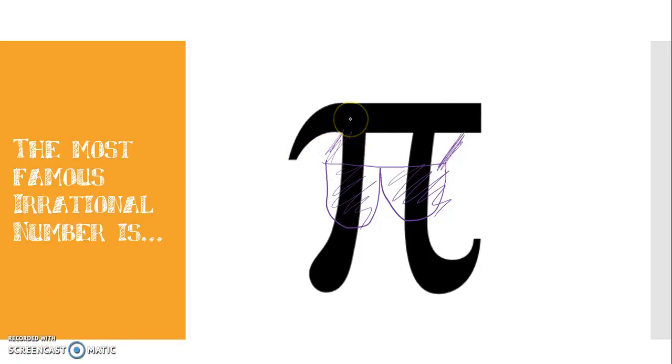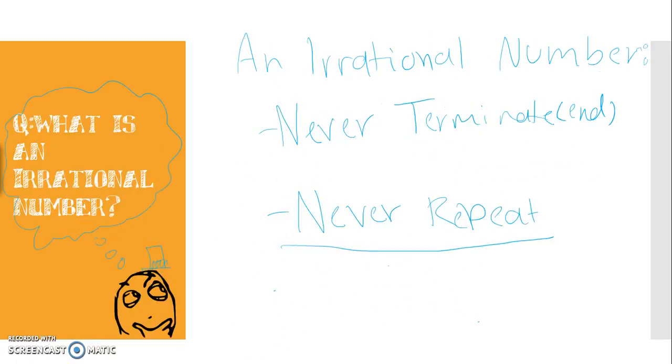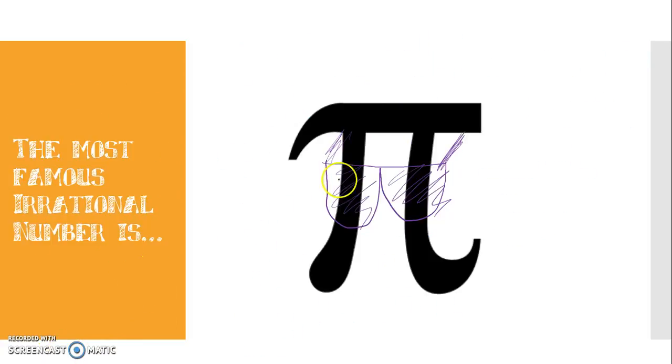Alright. And this is because, as we remember learning about irrational numbers, it never terminates and it never repeats. So that's why this guy is going to be an irrational number.